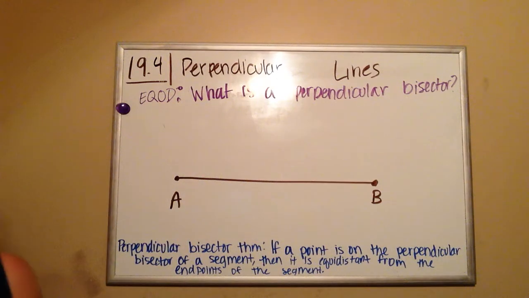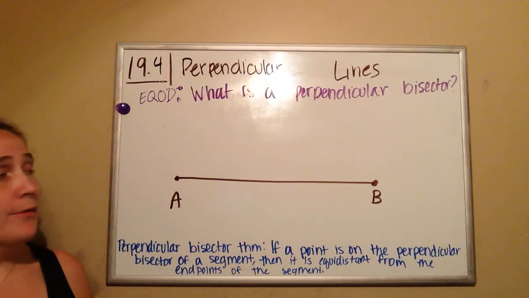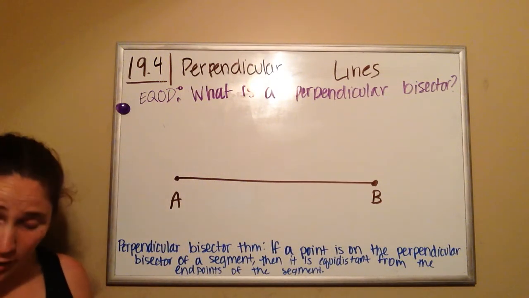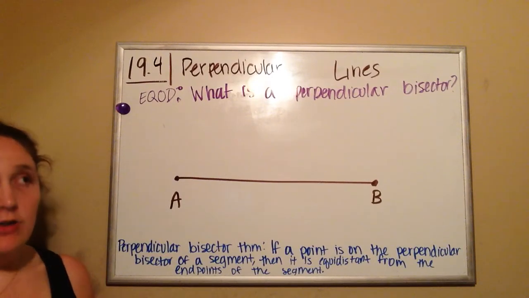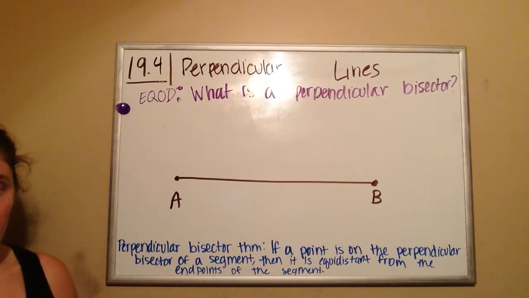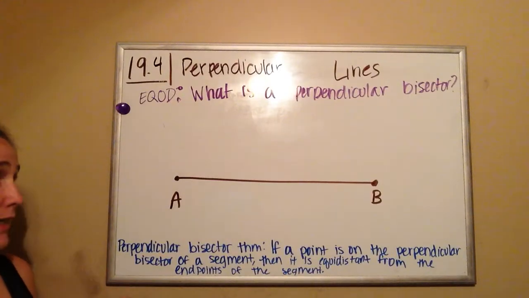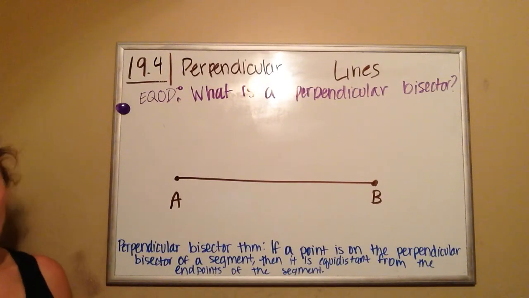Alright, 19.4, perpendicular lines. We're going to start talking about perpendicular bisector. There's one thing you have to learn for this section, and you have to remember the Pythagorean theorem. But this is the one thing you got to learn: what the heck is this theorem and what does it mean? It's not too complex, you just kind of have to get a good grasp of it.